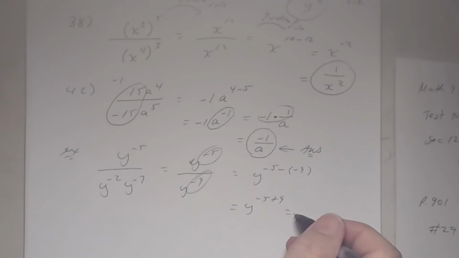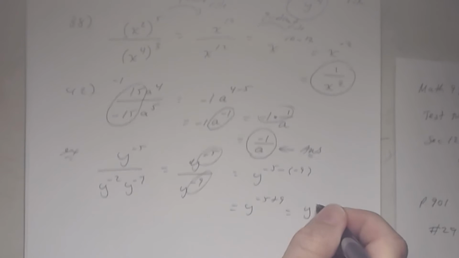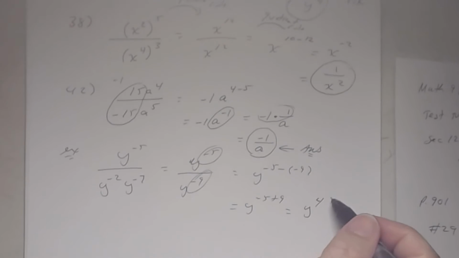And then what's negative 5 plus 9? Now negative 4, positive 4. So the answer is y to the 4th. The exponent is positive, so I'm done. You're done because you want the exponent to be positive.